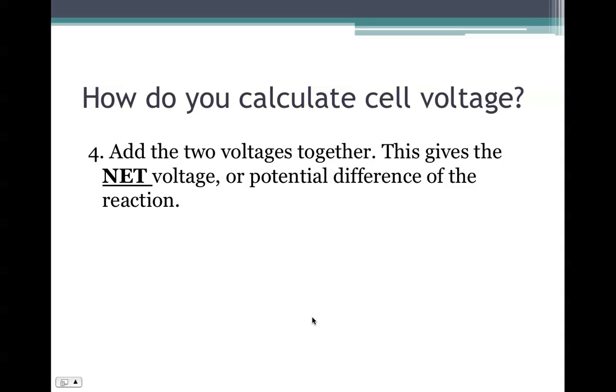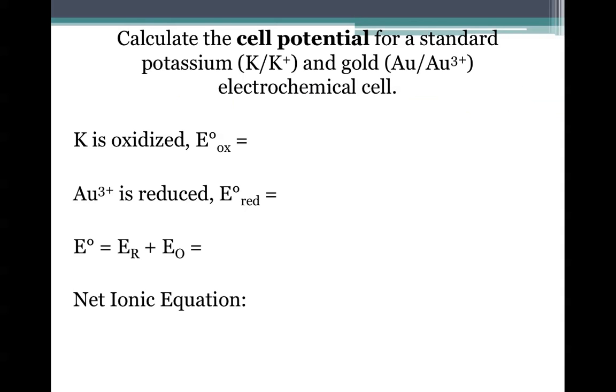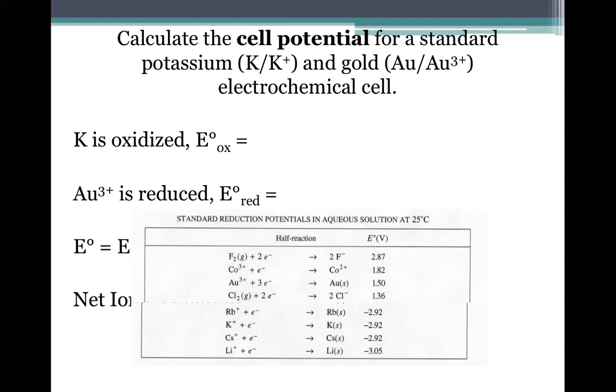This gives us a net voltage, or overall voltage, and we're going to go ahead and calculate that for potassium and gold. So potassium is oxidized, and if we look here, we can find K, 3 from the bottom. Because it's getting oxidized, and here again this is a reduction potential, we have to flip the sign. So instead of negative 2.92, it's going to be a positive 2.92.